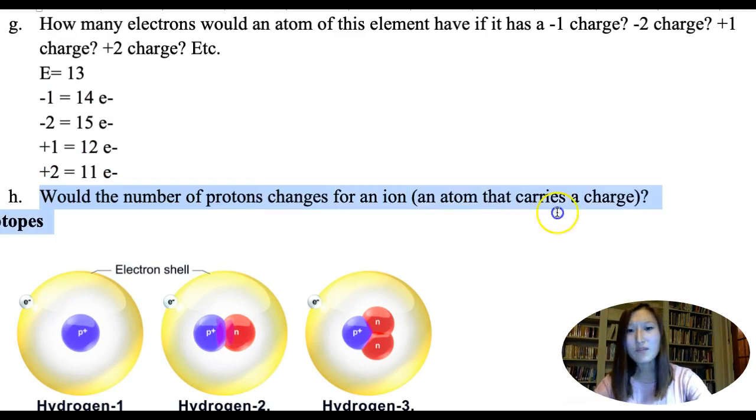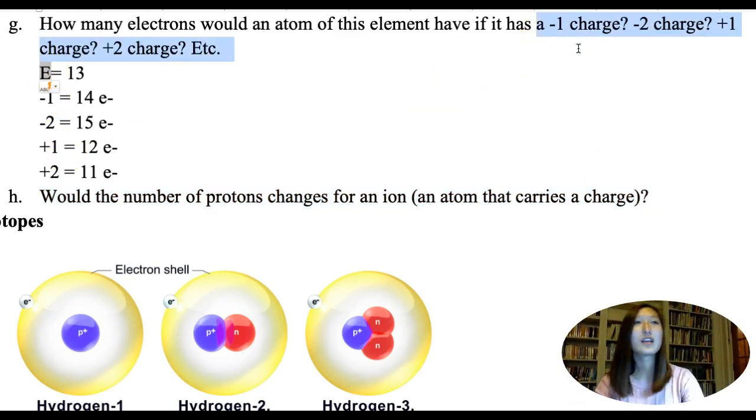Lastly, would the number of protons change for an ion? An ion is anything that carries a charge. All of these will be ions. If we were to do aluminum, Al, with a -2, that's an aluminum ion. But the proton number never changes. You can't change the proton number, otherwise you wouldn't be aluminum anymore.